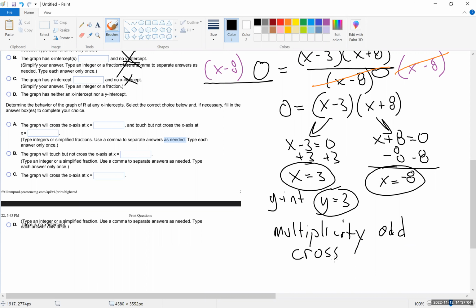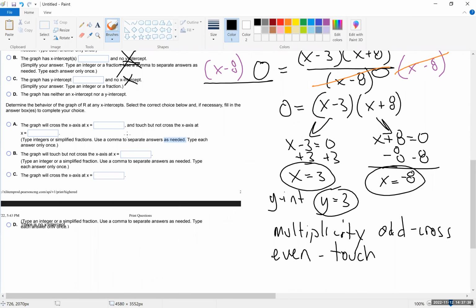Odd means cross. Questions, comments, concerns? Even means we touch. So both of our zeros, both of our x-intercepts.